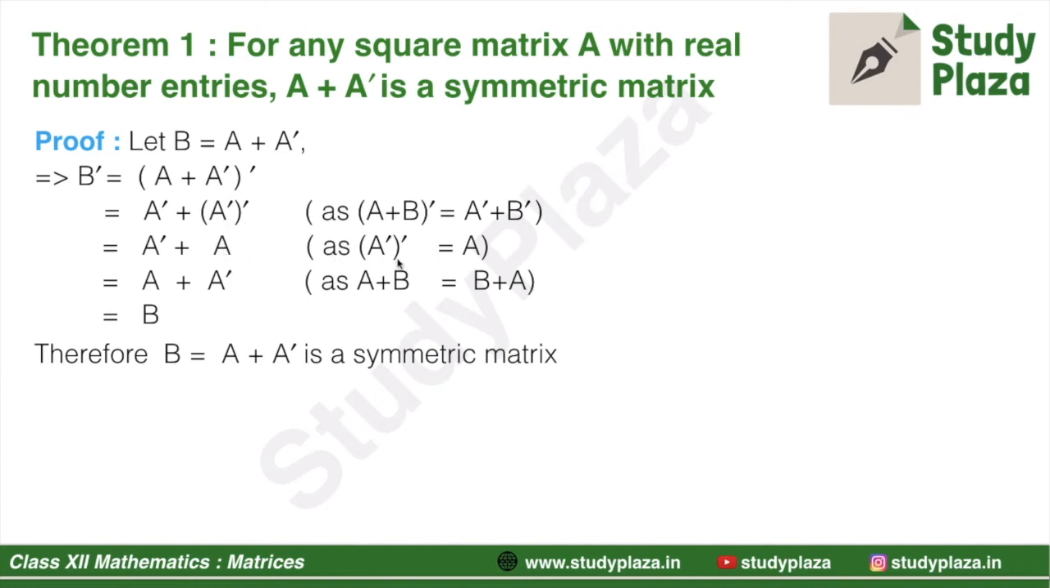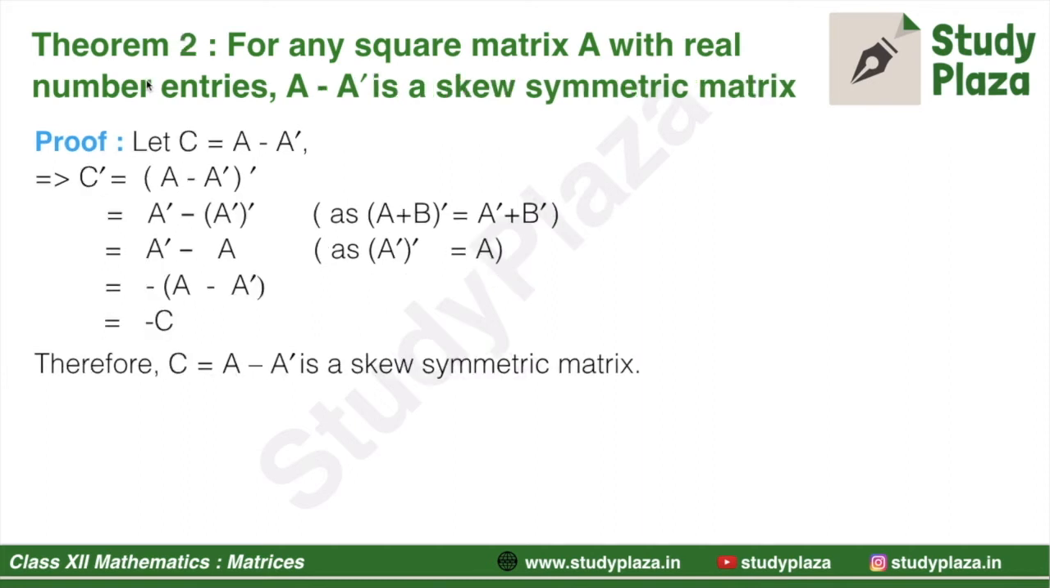Again, by using the property A double transpose is equal to A, we can rearrange this as A plus A dash. This is a commutative property, that is A plus B is equal to B plus A, and it will again be equal to B. So B dash is equal to B, hence A plus A dash is a symmetric matrix.